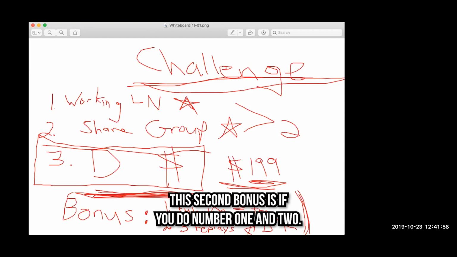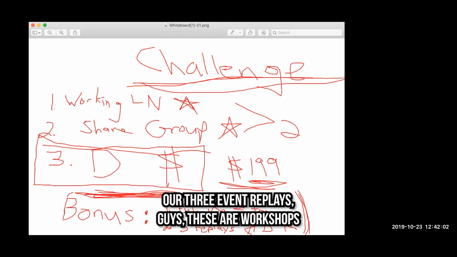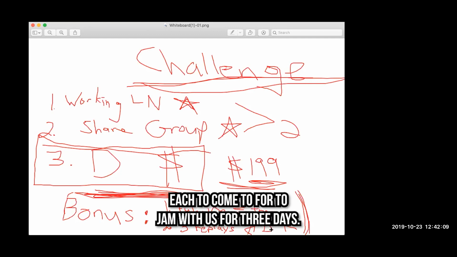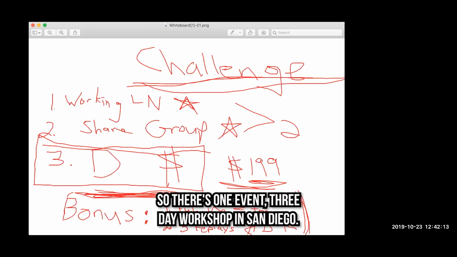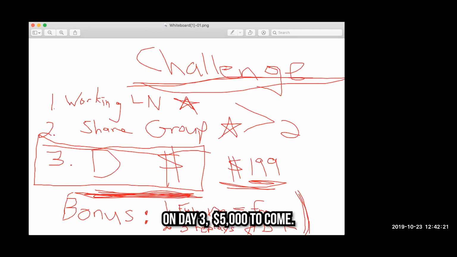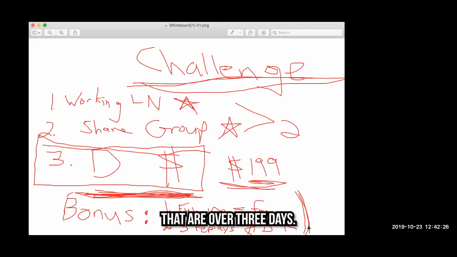Second bonus is if you do number 1 and 2, you can get our 3 event replays. Guys, these are workshops that people paid $5,000 each to come to jam with us for 3 days. So there's 1 event, a 3-day workshop in San Diego. People paid $5,000 to come for a seat. Event 2, $5,000 to come. Event 3, $5,000 to come. So these are 3 separate workshop replays that are over 3 days. So it's 9 days total, right?